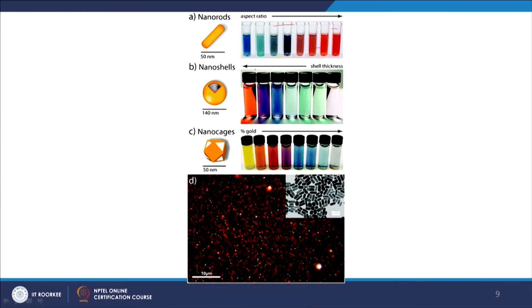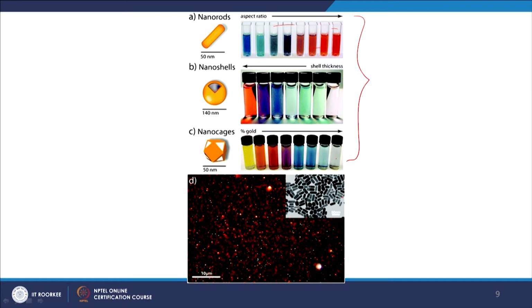And then if you have nanoshells, like we had in this particular slide, nanoshells of gold. In this case, what you can do is, if you have a target that when it attaches to your gold will change the shell thickness of the nano gold, then you can use this, because here it is colorless, and as shell thickness increases you have different colors. Then nano cages, if you have nano cages, then it depends on the percentage of gold. So, we can use any of these properties of gold to make sure that we have a reliable detection technique.